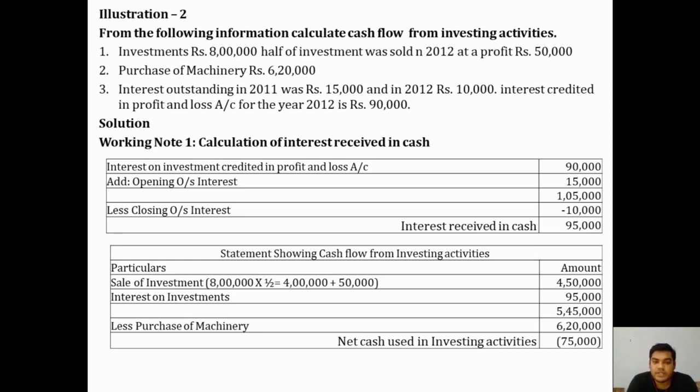Interest on investments, which we have shown in working note number 1, that is interest received in cash, 95,000. That interest on investment we are adding back, 95,000.